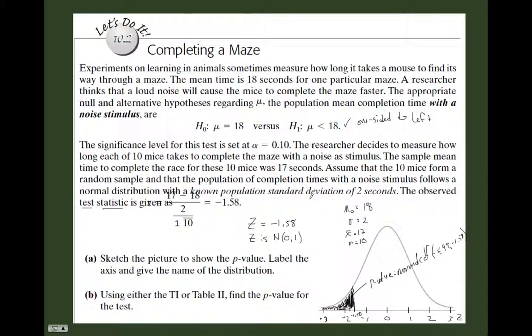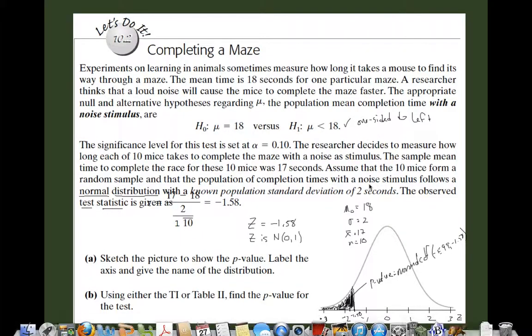Now the other thing I want to point out is that we're given quite a bit here, and this is what allows us to use the z-test. We are given that the population is normally distributed, that's the variable x, and that we have a known population standard deviation, and that's italicized, because really that assumption's probably not reasonable.